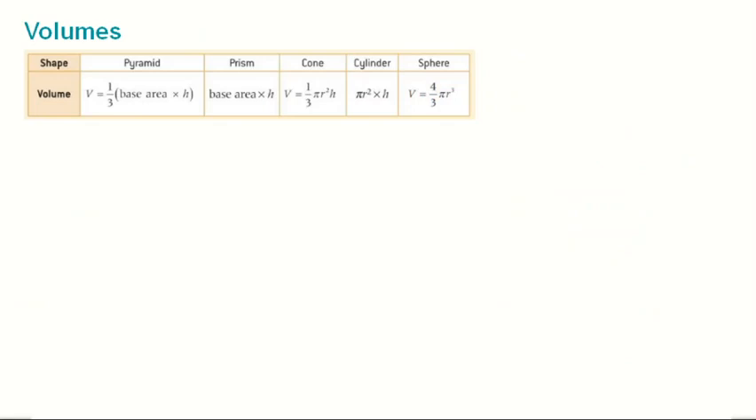So the actual last content of this chapter is volumes. So we'll investigate volumes for several different shapes, and basically each one of the solids that we have covered before. So the simplest one is a prism.